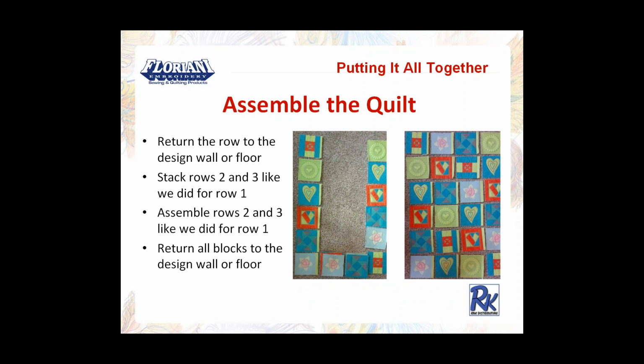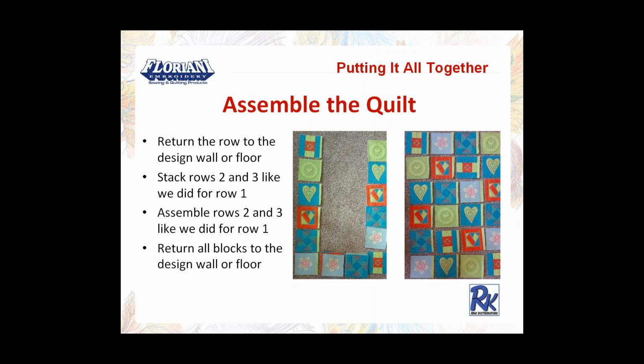So once you've got them cut apart, you're going to lay them back out on the design wall or the floor in the order that they're going to go. You can see it in the first picture here. And then you're going to stack up blocks 2 and 3 just like we did for row 1. Then you want to assemble rows 2 and 3 just like we did for row 1. And then you want to return all the blocks to the design wall or the floor just like you see in the picture here. It's important to note, don't get too much in the sequence. You're not going to do anything at all with row 4 at this point.